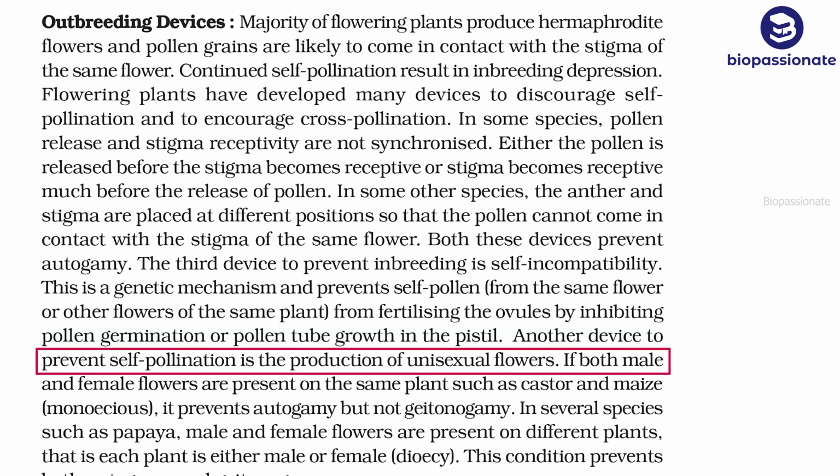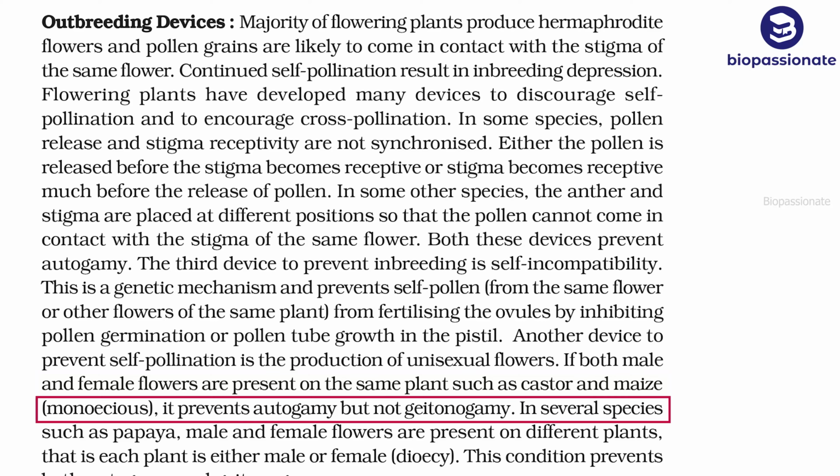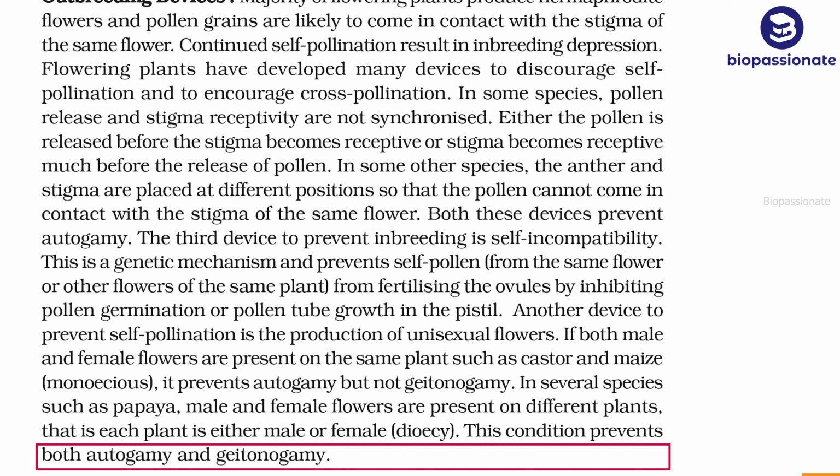Another device to prevent self-pollination is the production of unisexual flowers. If both male and female flowers are present on the same plant, such as castor and maize, monoecious, it prevents autogamy but not geitonogamy. In several species, such as papaya, male and female flowers are present on different plants. That is, each plant is either male or female, dioecy. This condition prevents both autogamy and geitonogamy.